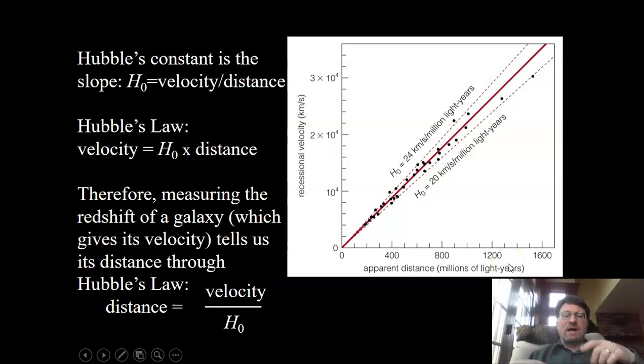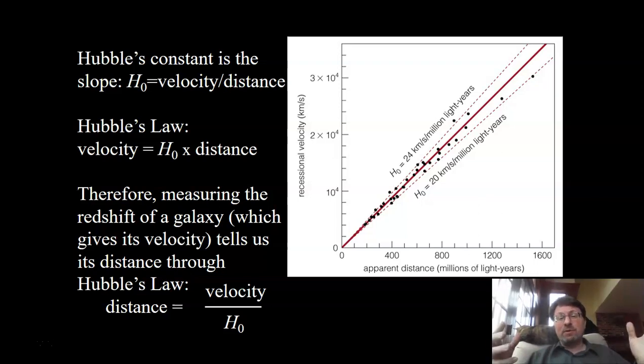Now, often what is done is that equation is inverted. If by some means you know the distance to the object, then you can multiply by Hubble's constant and solve for then the velocity. And we see here that relationship that was mentioned. The further away something is, the faster it is moving. And also, sometimes you use this to determine the distance.